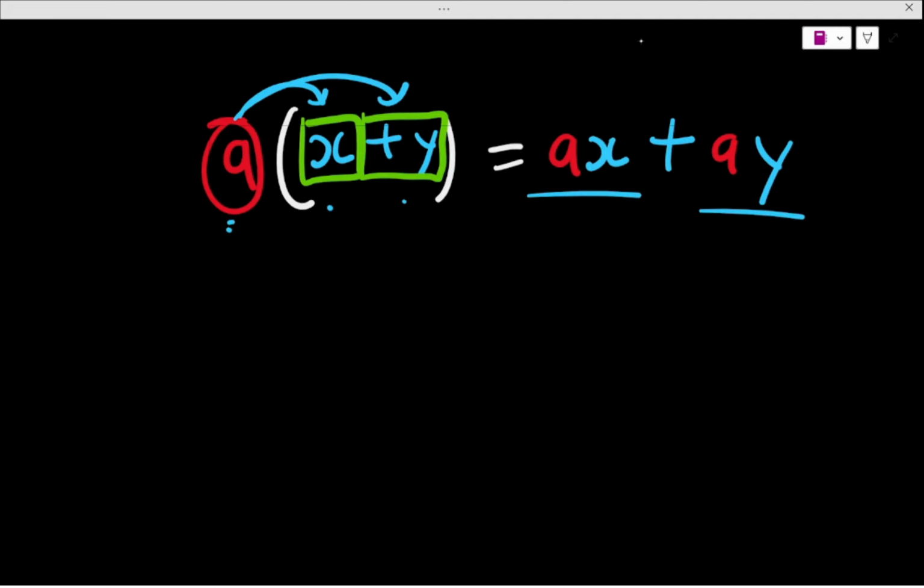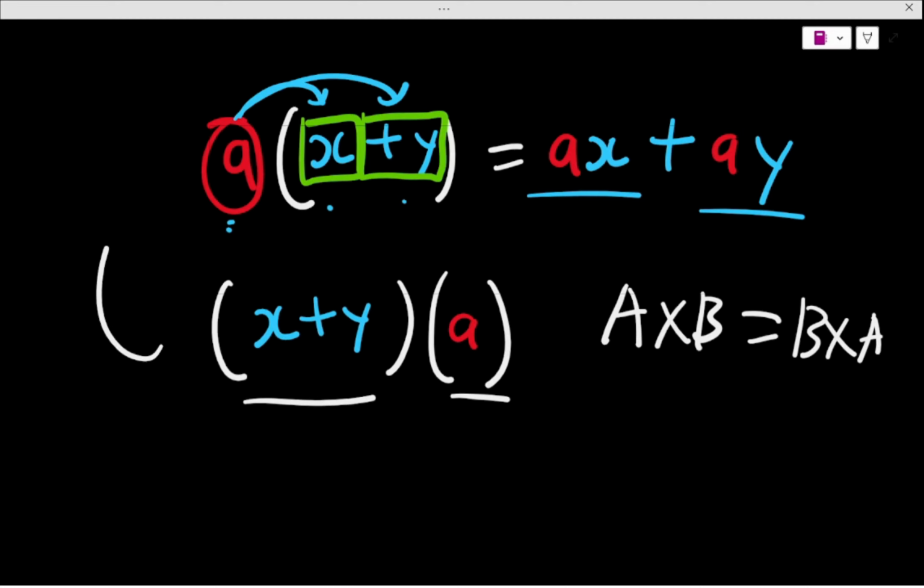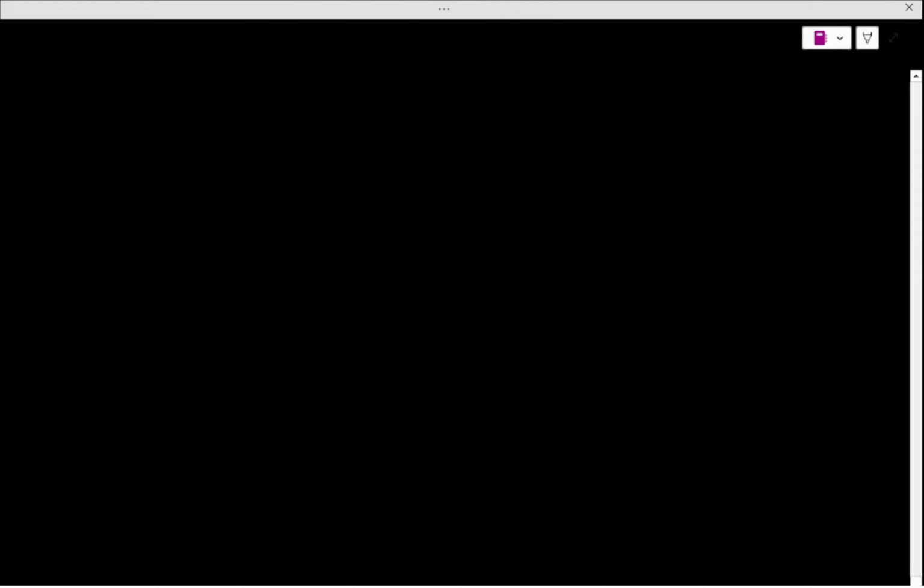Now, what happens when we have this? What is this equal to? Well, we know that if we have two things being multiplied together, like a and b, it's the same as b times a. So this actually is the same as a times x plus y. So it's the same thing. So if you encounter such a situation, don't be afraid. Now, let's try a few problems.